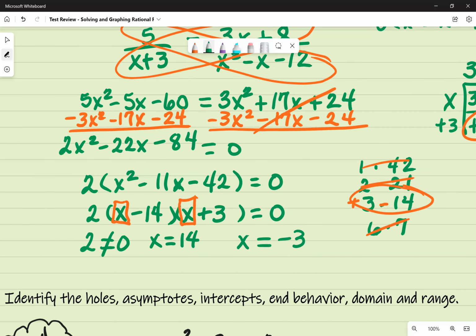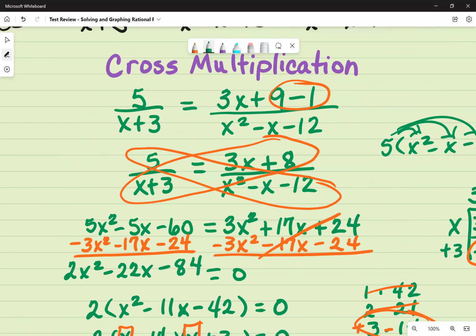But again, if we go back to our original denominator, we can't have a -3, or that's going to make the denominator equal 0, and we can't have that. That's an extraneous solution. So that's why you also want to know what the LCD is, so you'll know what you cannot use.